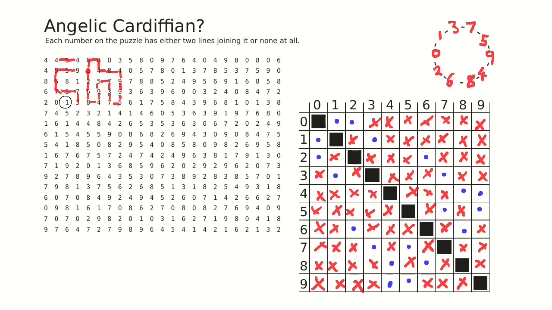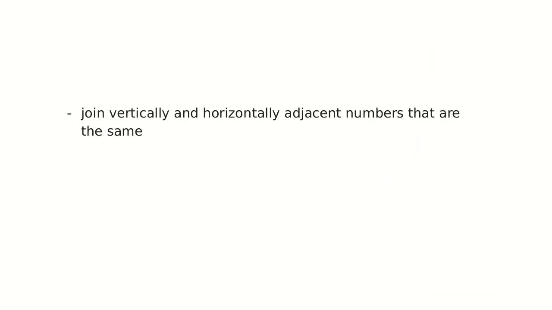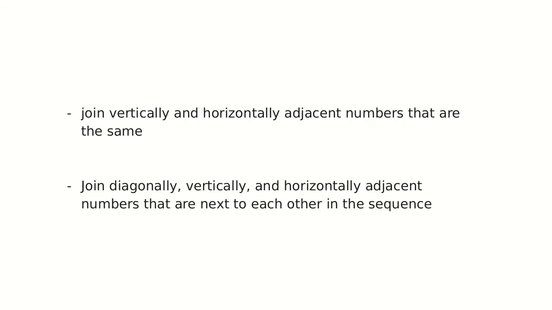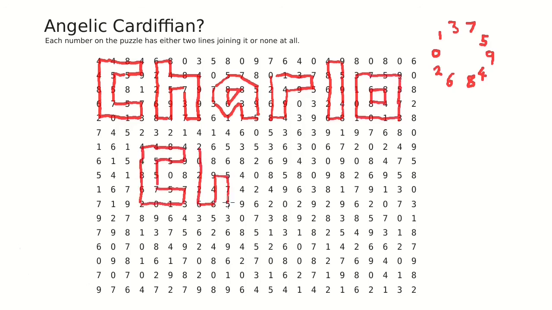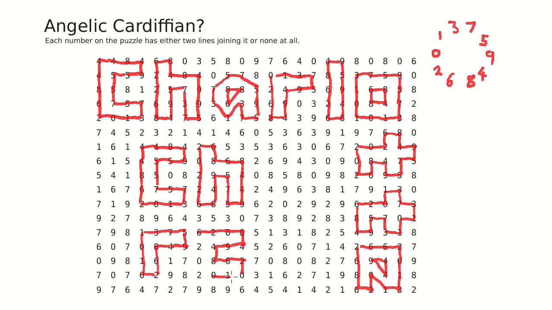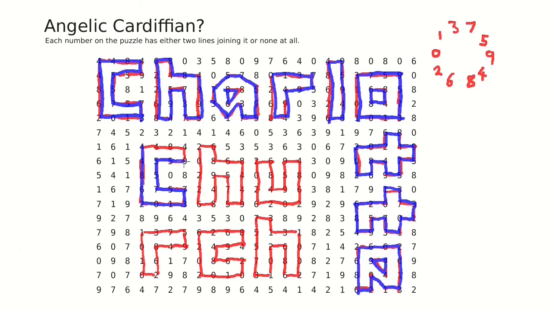And there we go. Now we can complete the puzzle. Numbers are the same, join horizontally and vertically. Numbers next to each other in the sequence join horizontally, vertically, and diagonally. There we have it, Charlotte Church, the Cardiffian singer who did that album Voice of an Angel all those years ago.